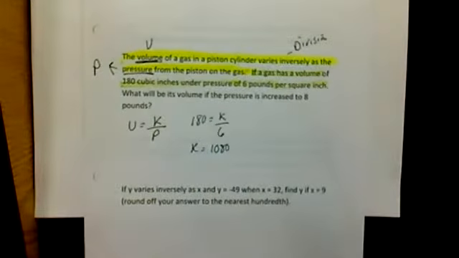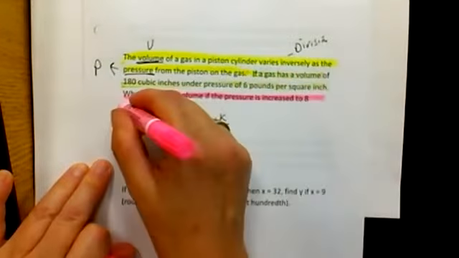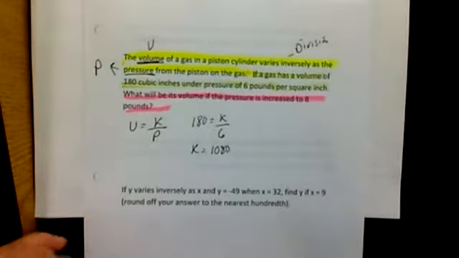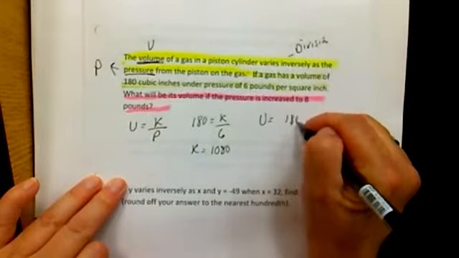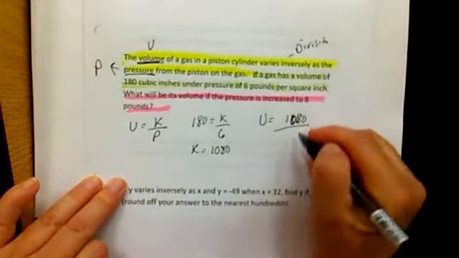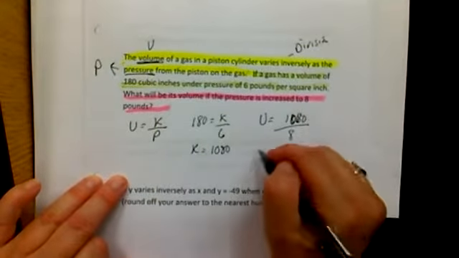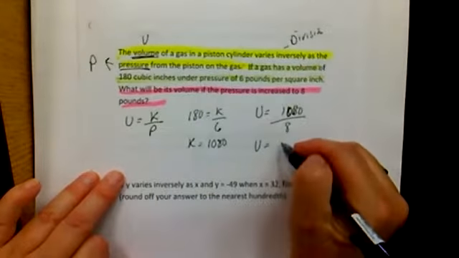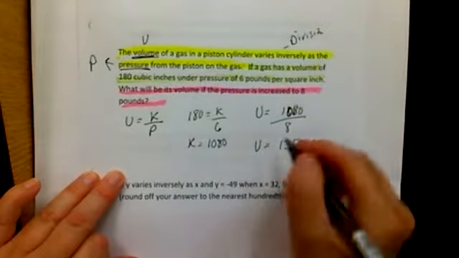And then if I go to my third piece and I solve it, my third piece is what is the volume when the pressure is at 8 pounds. So that means I'm going to have volume equals 1080 all divided by 8. And if you don't take it off your calculator and leave it right there, all you got to do is simply stick it on there and you get 135 cubic inches.